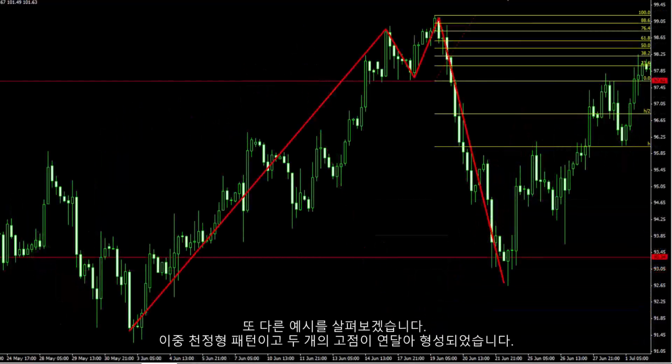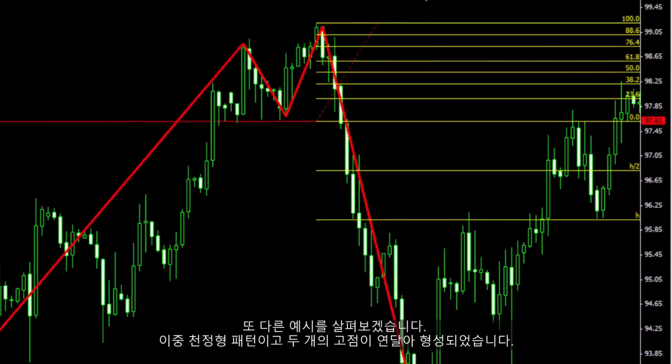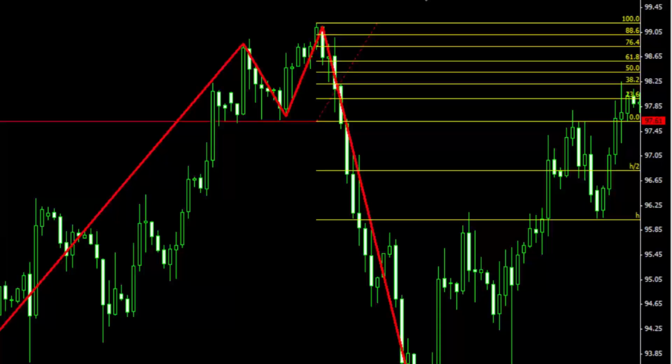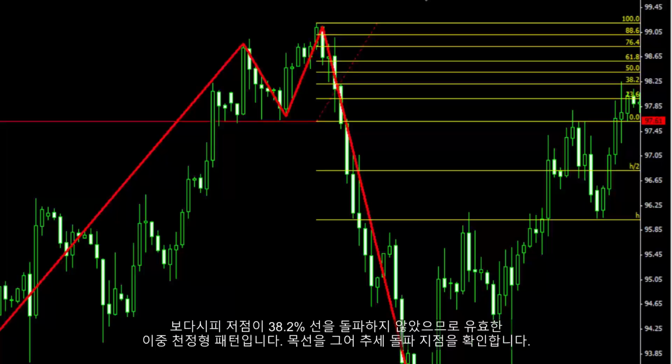Another example of double top in which two peaks are formed successively. A trader can draw trend lines of this pattern and place a Fibonacci pattern to clarify if the valley has passed the 38.2% level. As it is displayed, the valley did not pass that certain level. Thus, this double top pattern is valid and a breakout point can be indicated by drawing the neckline.